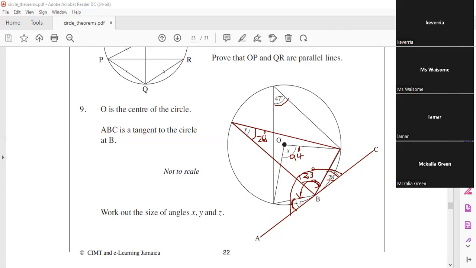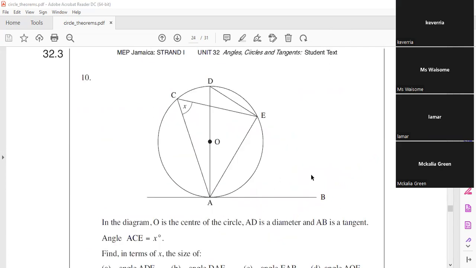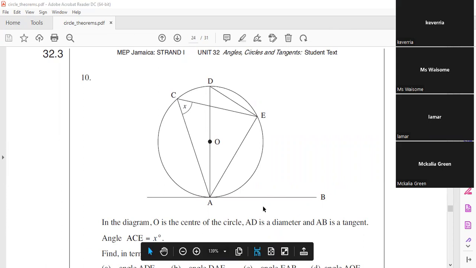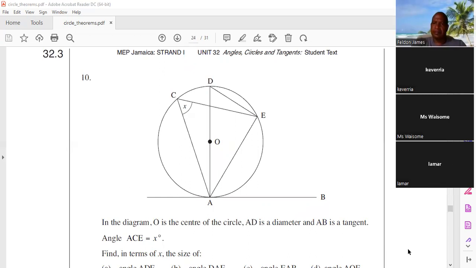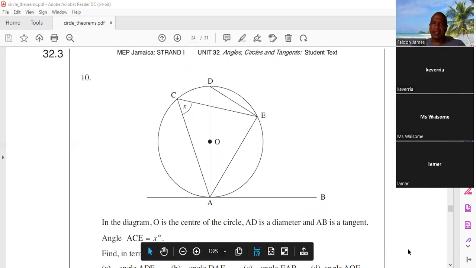All right, let us see if we can see anything else that seems challenging. Would you be able to figure out what X is in this one? What would be the angle X here? Guys, are you hearing me? Can anybody figure out X?